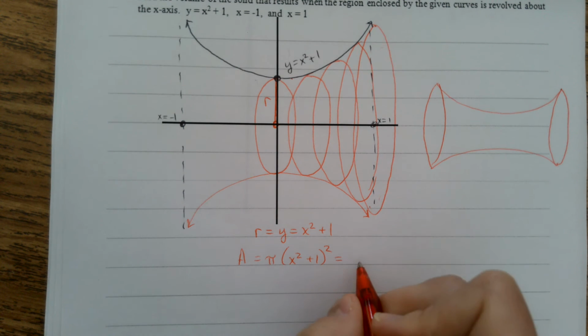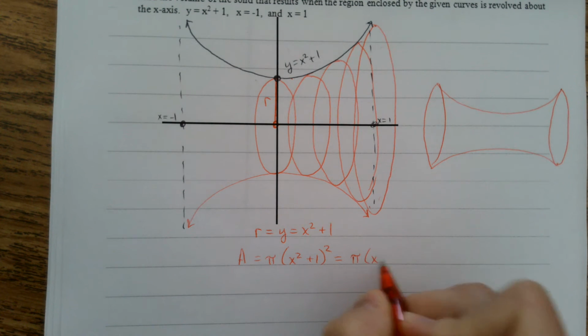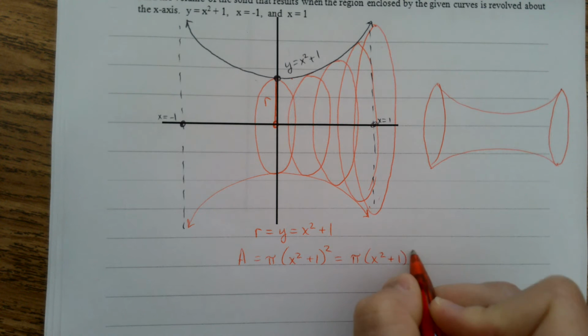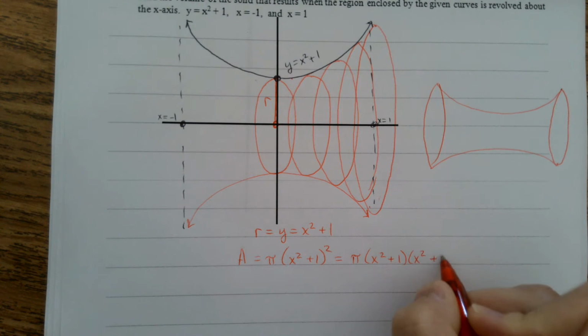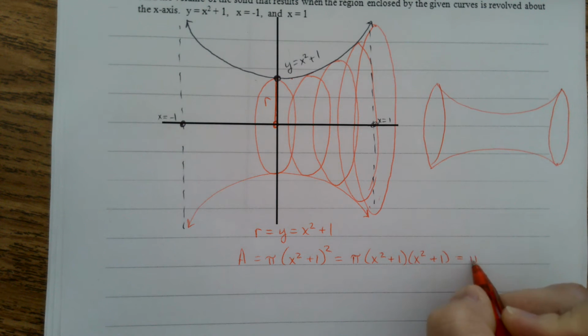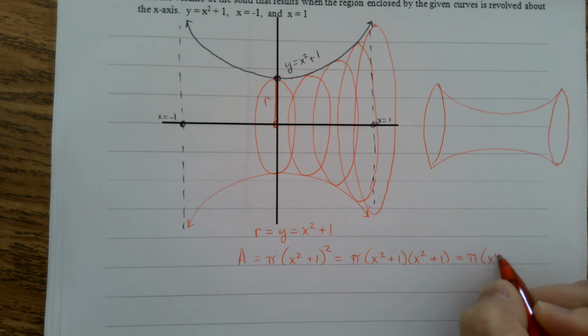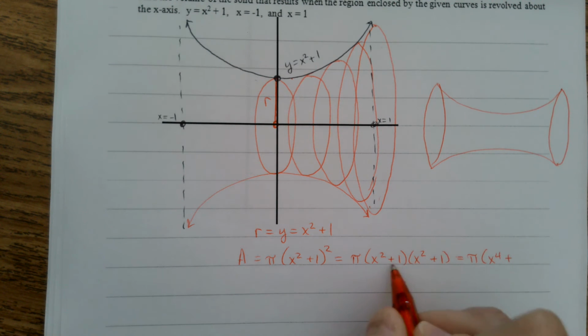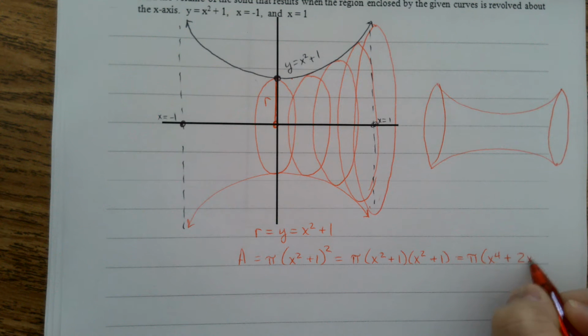And this one is where I see a lot of students make a small error that has big consequences. You need to write this out. x squared plus 1 times x squared plus 1. Pi times x to the 4th plus 2x squared plus 1. Do not make a mistake of thinking you can distribute a power.